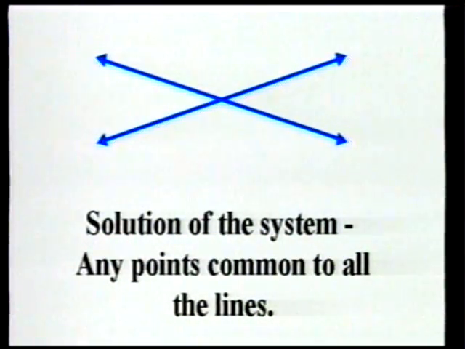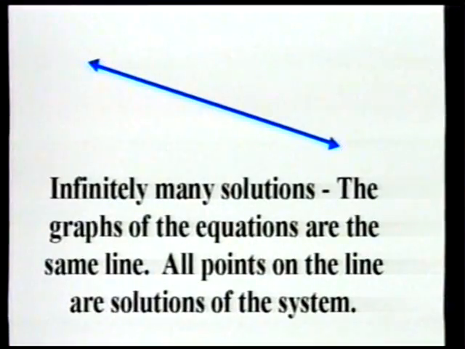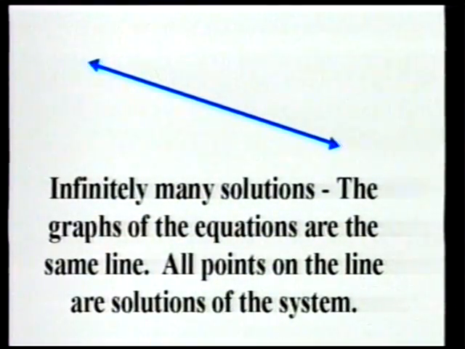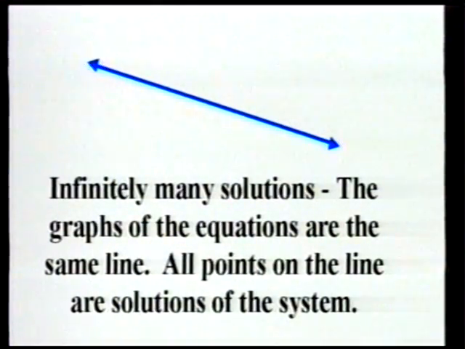Then you have the situation where you have a common solution. The solution of a system is simply any point common to the lines that are produced in the system. There's another type of solution that systems generate, and that's called infinitely many solutions. When the systems are comprised of equations that generate only one and the same line, infinitely many solutions are generated. The graphs of the equations are the same line, and all points on the line are solutions to the system.